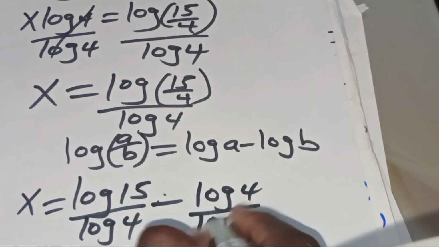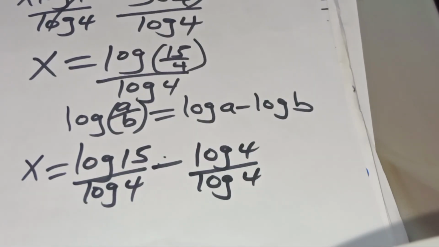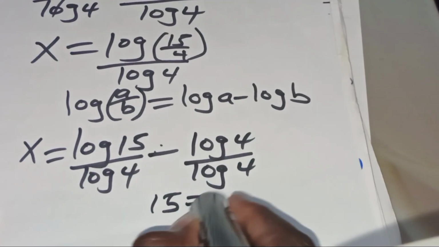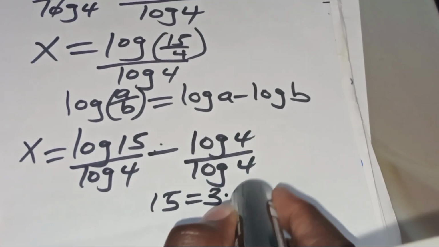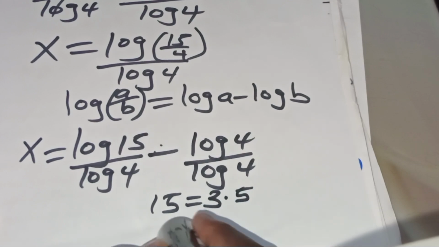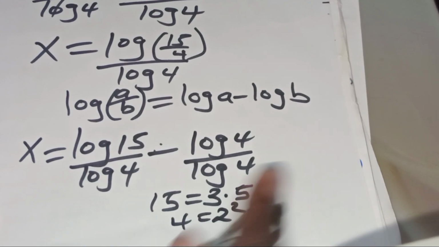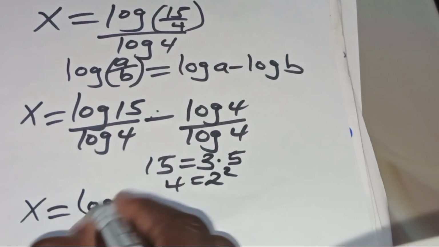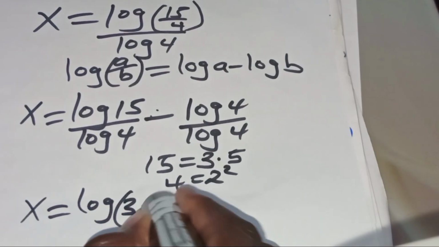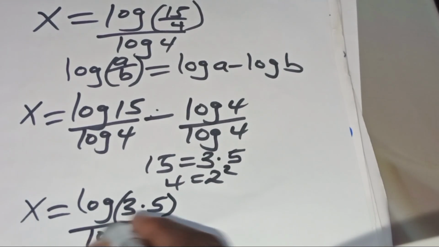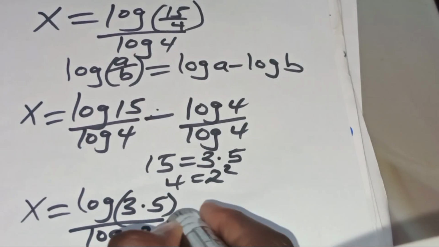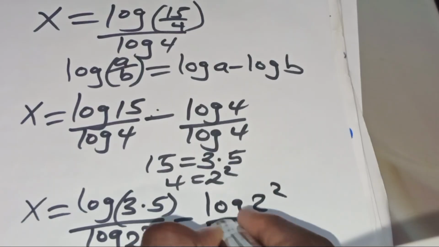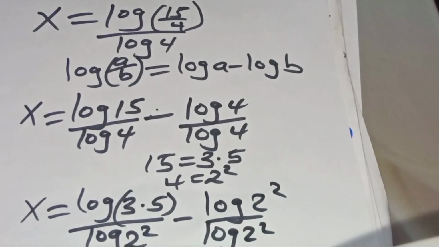divided by log 4. Now from what we have here, we can express 15 as basically 3 multiplied by 5, and also we can express 4 as basically 2 to power 2. So now we'll have x is equal to log 3 multiplied by 5 divided by log 2 to power 2, subtract, now we'll have log 2 to power 2 divided by log 2 to power 2, okay?